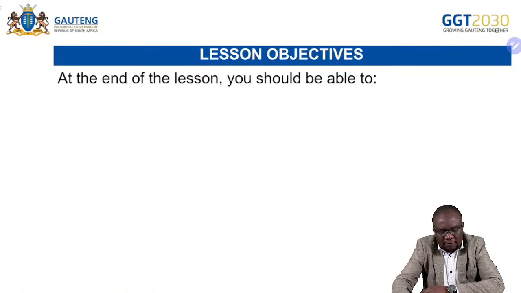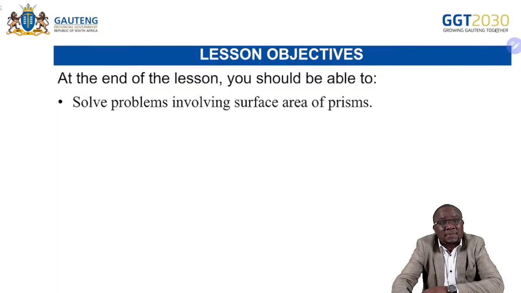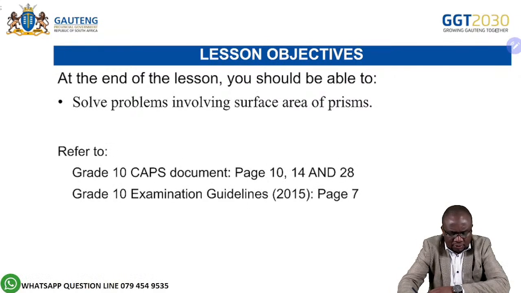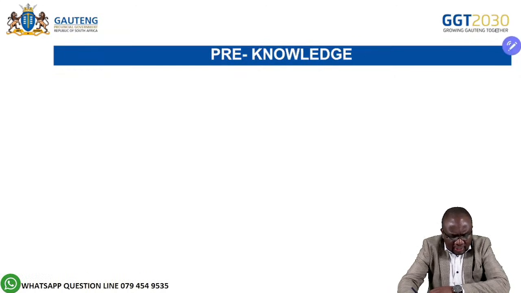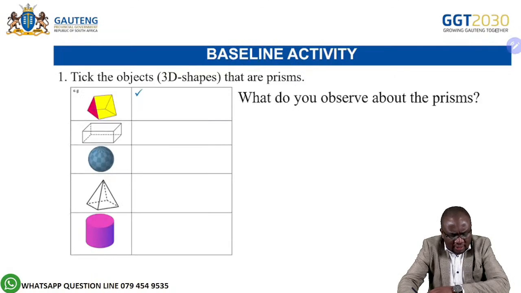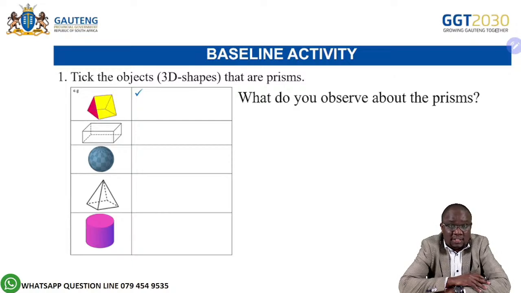Right, so at the end of the lesson, you should be able to solve problems involving the surface area of prisms. We have done the area and volume for the other shapes. Now I want us to do this baseline activity. Tick the objects or 3D shapes that are prisms. If there's no prism, don't tick anything. But if there is a prism or many prisms, you can tick the boxes there.